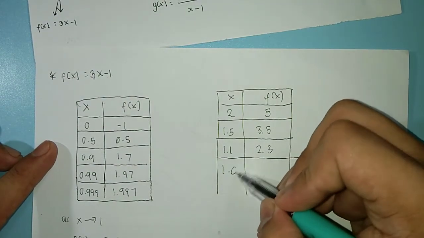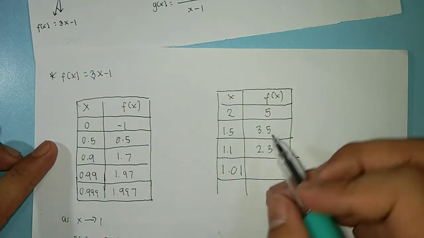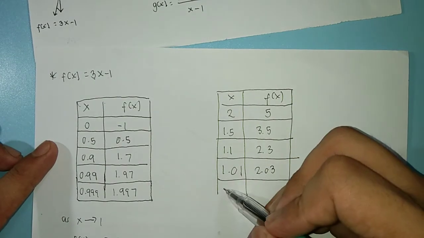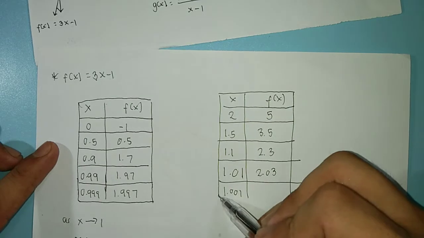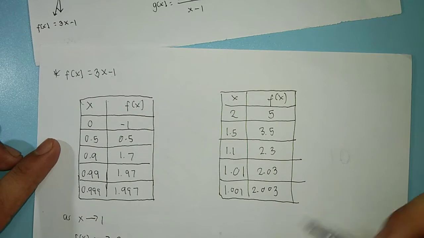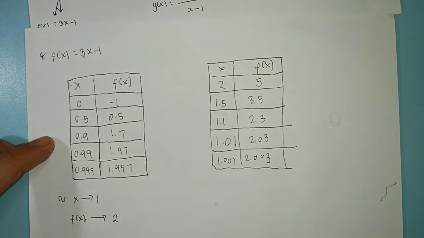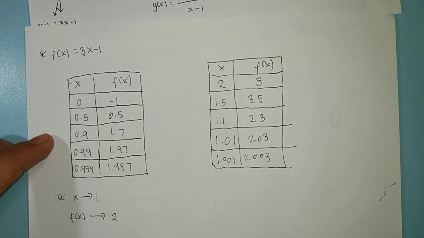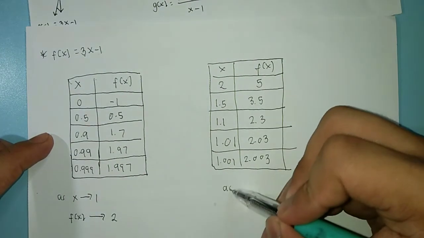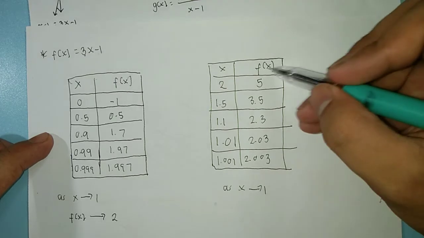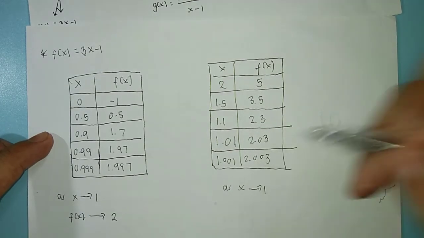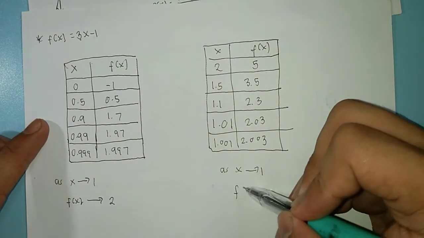I-approach pa natin 1.01. So, yung value ng f of x magiging 2.03, and if i-approach pa natin 1.001, magiging value ng f of x natin will be 2.003. At kung mapapansin nyo, from the right side of 1, as x approaches 1, yung values ng f of x natin saan nag-a-approach? So bumababa siya, no? At nag-a-approach din sa 2.